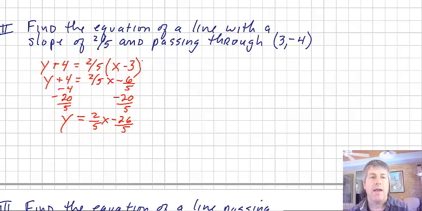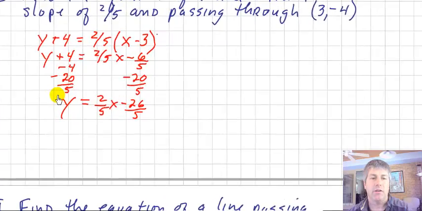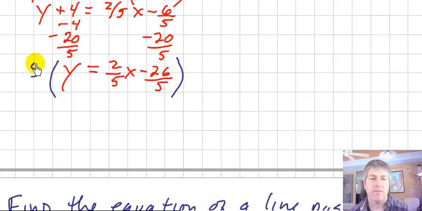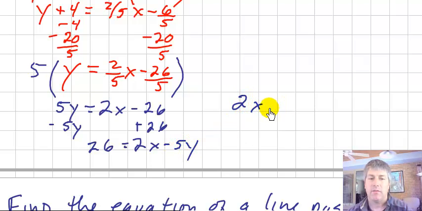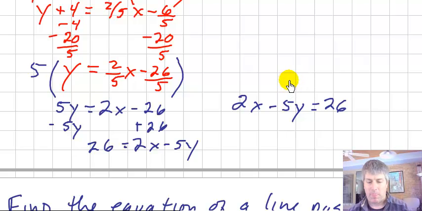We would multiply everything by 5 because we need all integers. So we multiply both sides by 5, and we get 5y equals 2x minus 26. Since 2 is already positive, I'm going to subtract 5y from both sides and add 26 to both sides. So I get 26 equals 2x minus 5y, or if you prefer, 2x minus 5y equals 26. And that's the equation of our line in standard form.